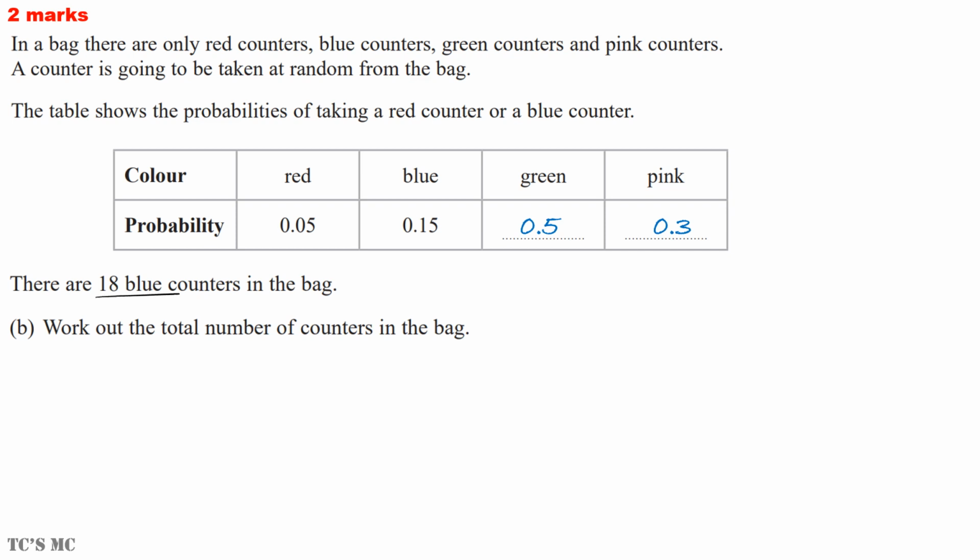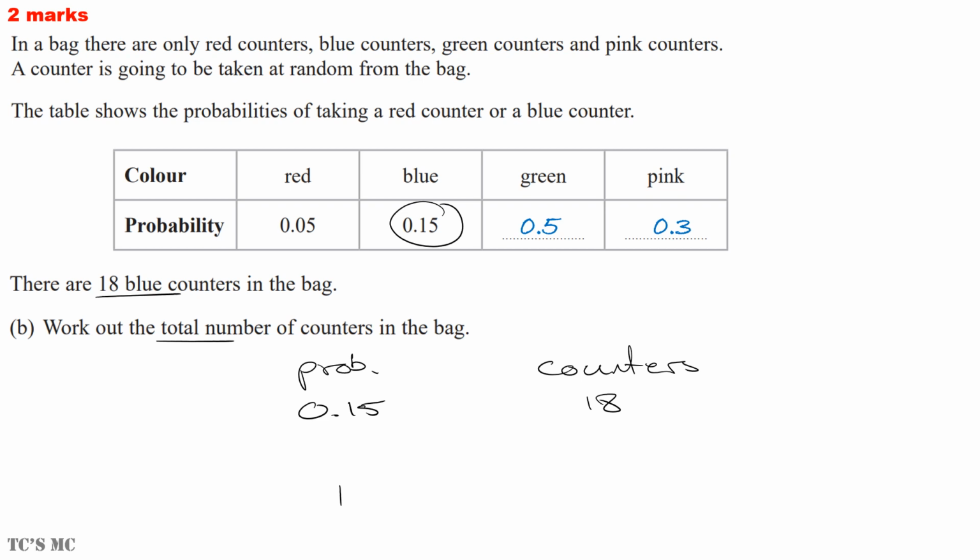There are 18 blue counters in the bag. Work out the total number of counters in the bag. I am going to use the headings probability and counters. We know that the probability for blue is 0.15 and the counters is 18. We want the probability to be 1 because we want the total. Remember, probabilities must add up to 1.